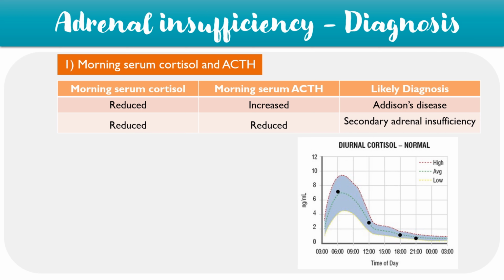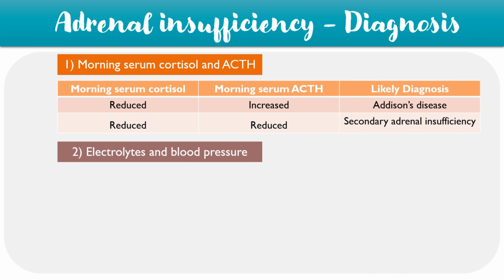And this is because ACTH is trying to increase and stimulate the adrenal glands to release cortisol, but there's a problem there, and for that reason cortisol levels remain reduced. Alternatively, if serum cortisol is reduced and ACTH levels are also reduced, it suggests that there's a problem higher up the axis, and it's important to investigate for secondary causes at this point.